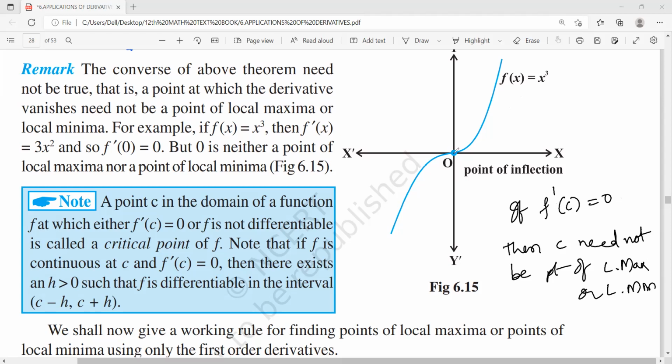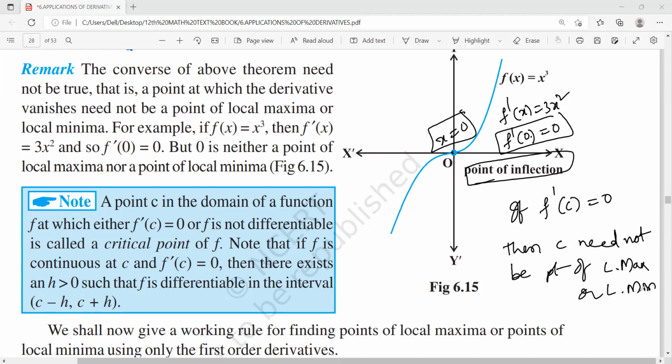Now x equal to 0 is there. What is f dash of x? It is 3x square. If you put 0, f dash of 0 is 0. That means at 0 it should turn actually, but here this is not a turning point. This is a point of inflection. A point of inflection doesn't have a minimum or maximum. So this is also important: if f dash of c equal to 0, then c need not be a point of local maximum or local minimum or turning point.